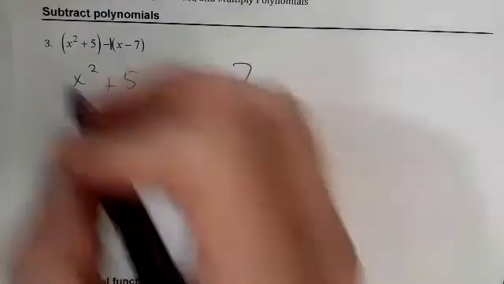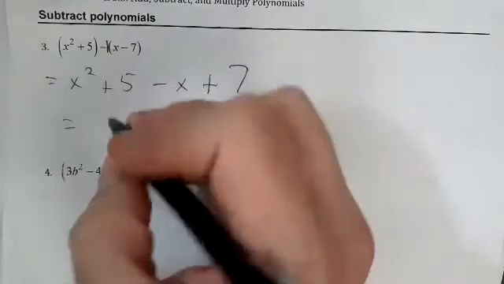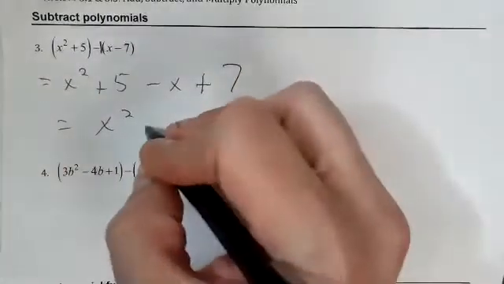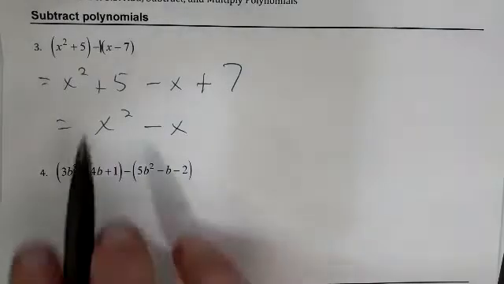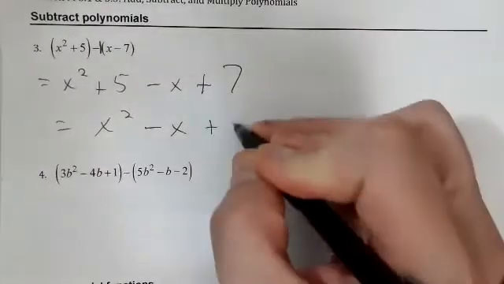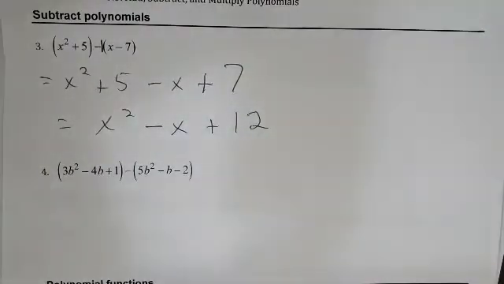So if we do this, and I'm going to write it in descending order, so x squared is going to come first, minus x. And if we look, we have like terms that we can combine here. So we have 5 plus 7. This should give me plus 12.